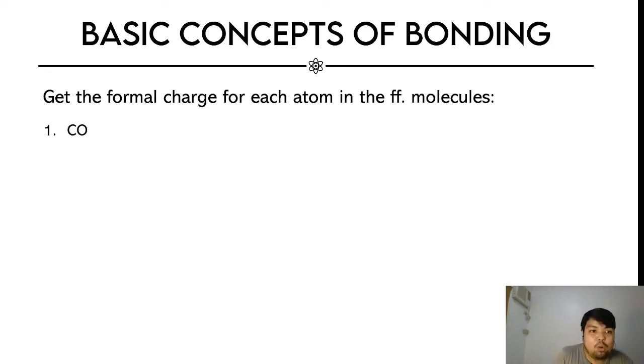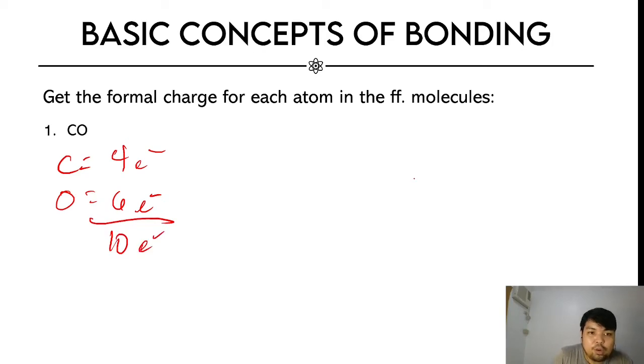So let's have CO, or carbon monoxide. Carbon has 4 valence electrons, and oxygen has 6 valence electrons. So we have a total of 10 valence electrons that we're going to use. So carbon and oxygen, obviously, hindi. So, paano natin malalaman kung alin yung valid na Lewis structure? Paano natin malalaman kung sino yung central atom? So, ideally, actually, there is no central atom here.